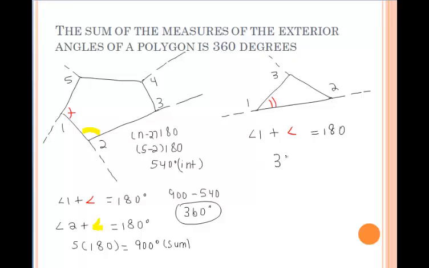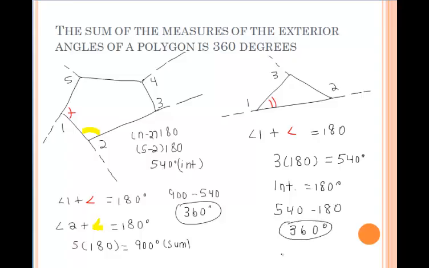Let's multiply 180 by 3 since we have 3 sets of interior and exterior angles. So we know that gives us 540 degrees for both the interior and exterior angles sum. But in any triangle, we know the interior angles add up to 180 degrees. Subtracting that from 540 degrees leaves us with 360 degrees. If we do this for any other shape, it will always work out the same way.